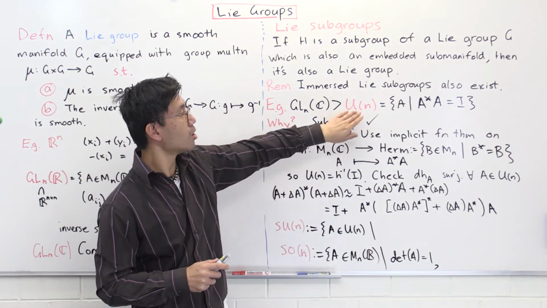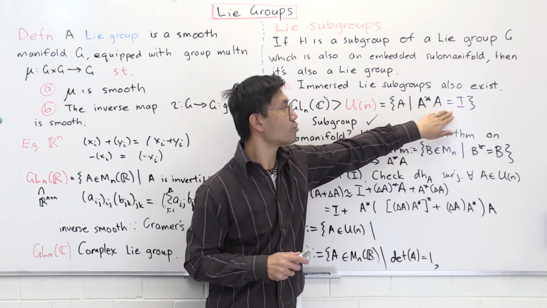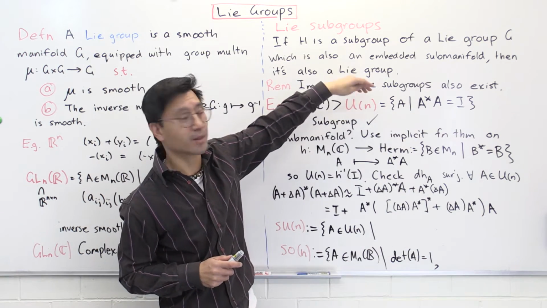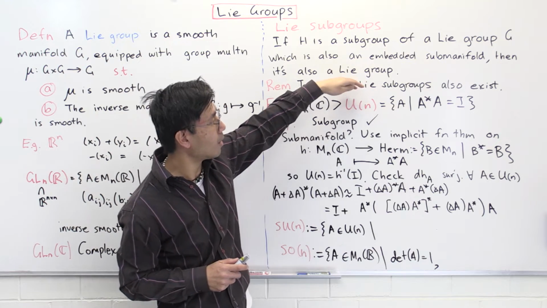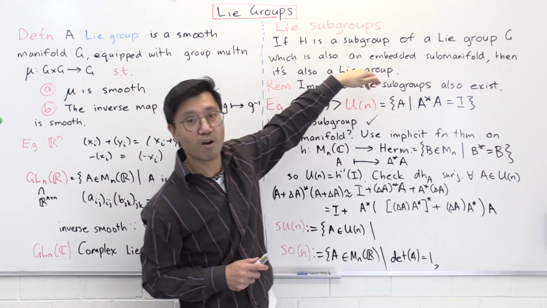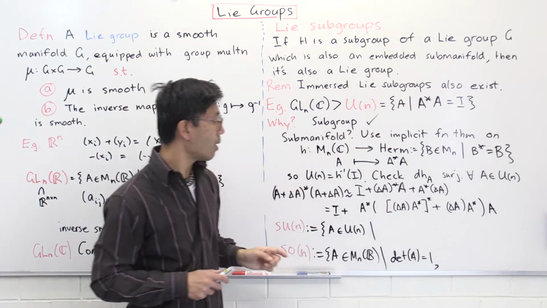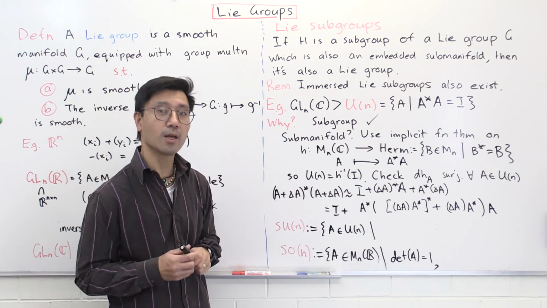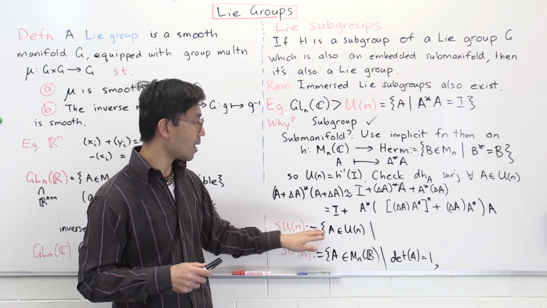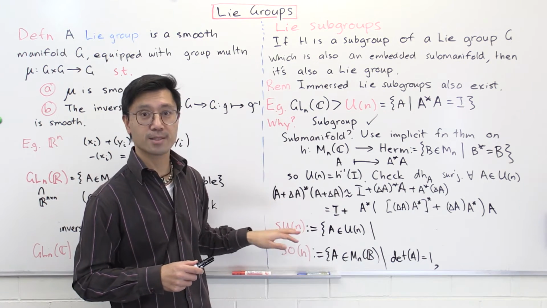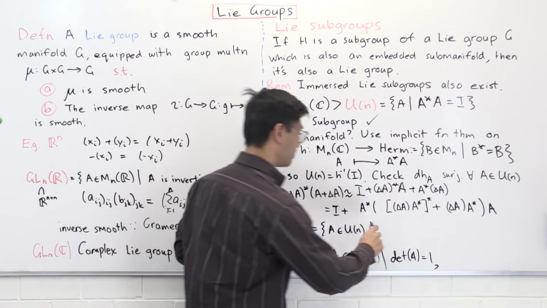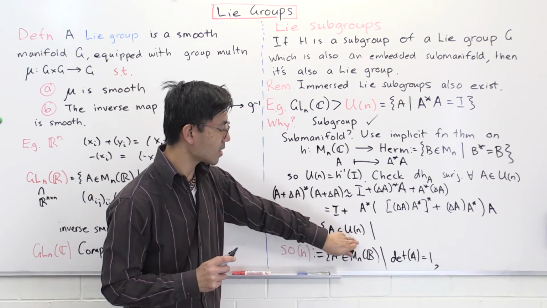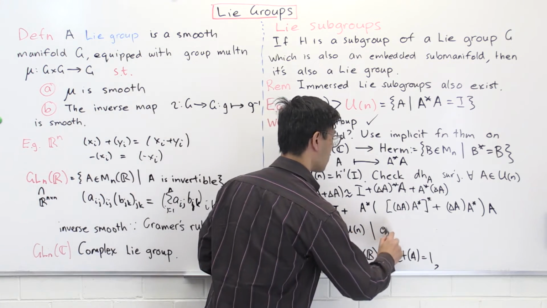Inside here, you can just look at the matrices which have determinant 1. Now, since it's unitary, hopefully you know that the determinant has to be some complex number of modulus 1, but it might not be 1. So if we throw in the extra condition that the determinant is 1, then we get a subgroup, and it's also an embedded submanifold. So SU(n) is just all the unitary matrices A inside U(n) with determinant 1.